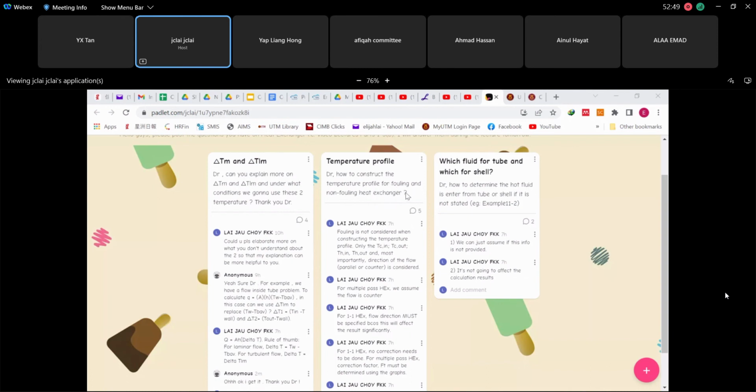But let's say, unfortunately, U is not given, but instead HI, HO, and K value of the tube material are given to you, and fouling factor is given to you, then you need to use the formula to determine the U value yourself. That is a longer process. So pray hard for this final exam.